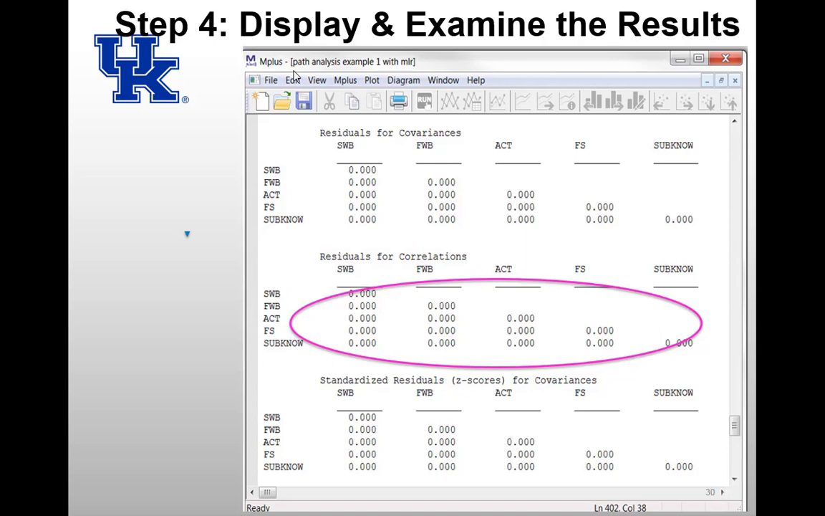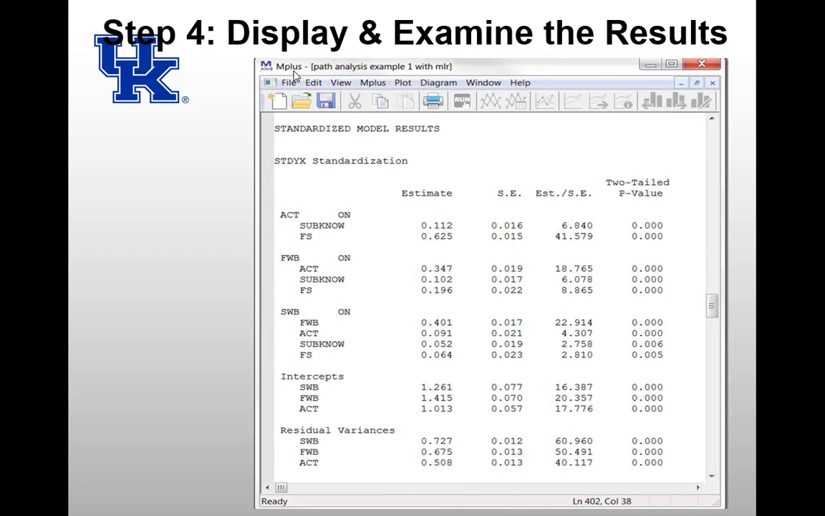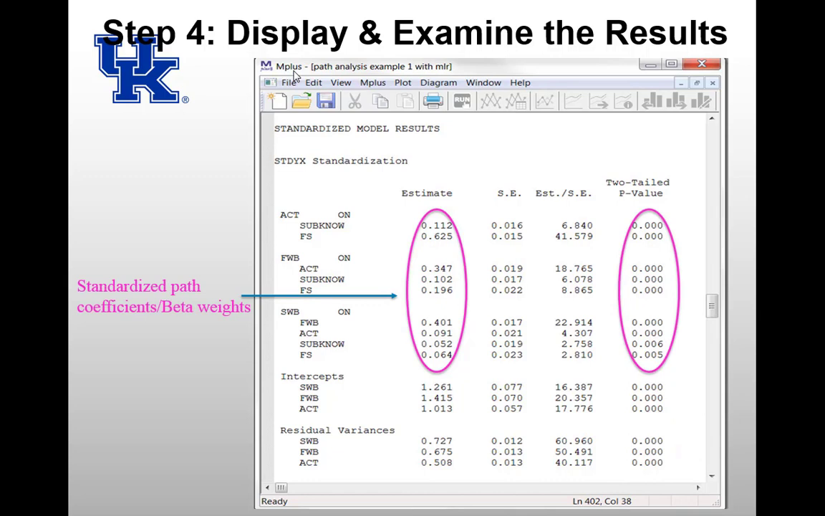But let's see here, you got zeros. So we got perfect model fit. Okay, because as you know, we have a just identified model. Okay, these are local model fit values. These are basically the standardized path coefficients and beta weights.